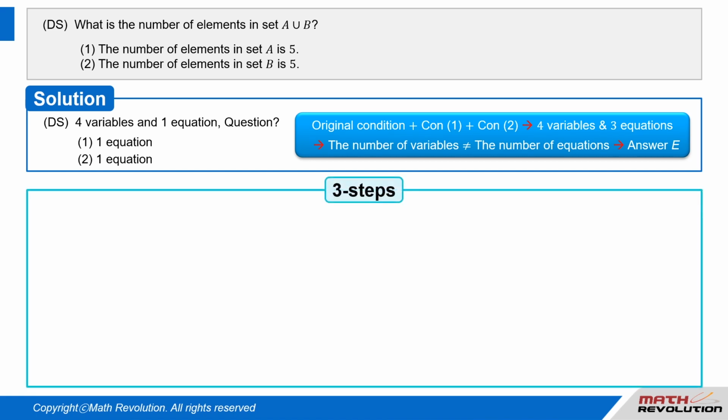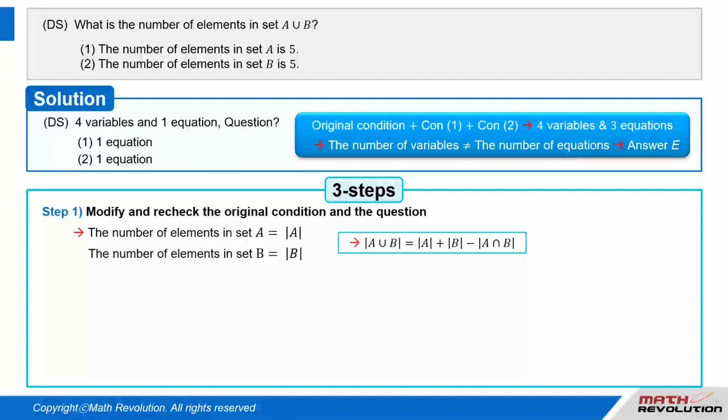Let's apply the 3 steps suggested previously. Follow the first step of the variable approach by modifying and rechecking the original condition and the question. Let the number of elements in set A be mod of A, and the number of elements in set B be mod of B. So mod of A union B equals mod of A plus mod of B minus mod of A intersection B. We have to find the number of elements in set A union B, which is equal to mod A union B.